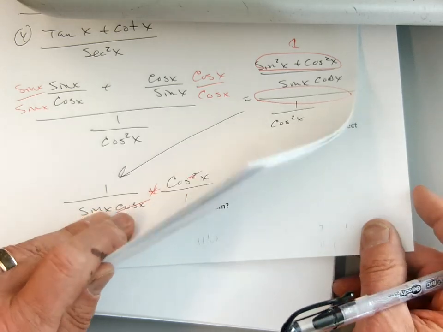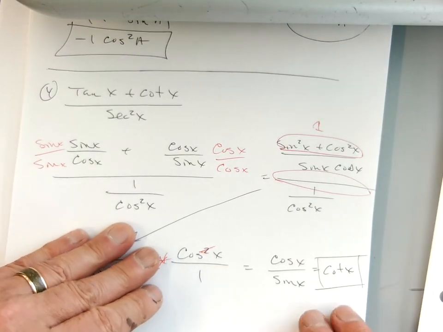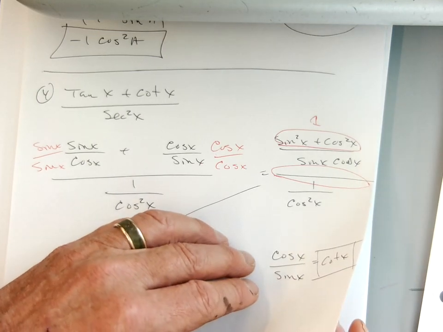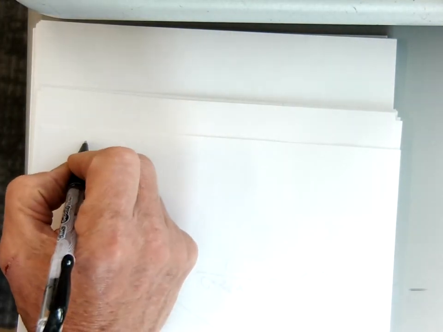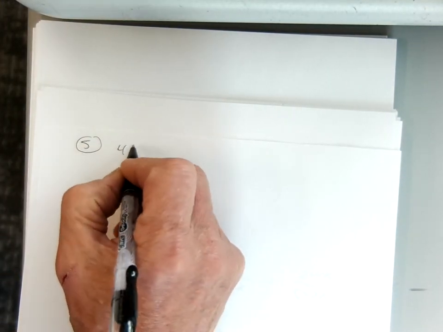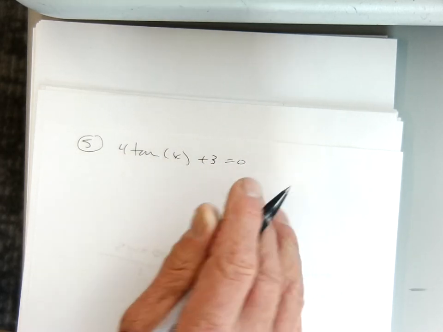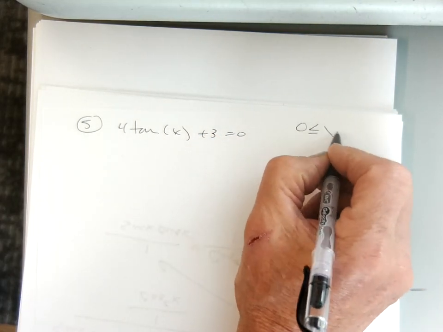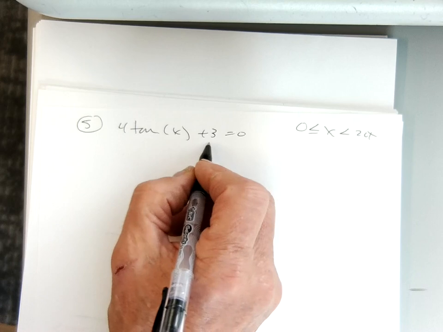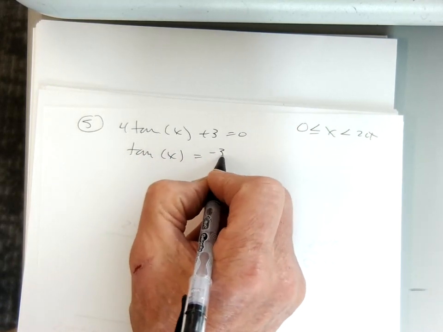Okay, whisk this away. Now let's look at number 5. I'm going to solve 4 tangent x plus 3 equals 0. I'm doing everything in terms of radians, 0 less than or equal to x less than 2 pi. So tangent x equals minus 3 divided by 4, right?